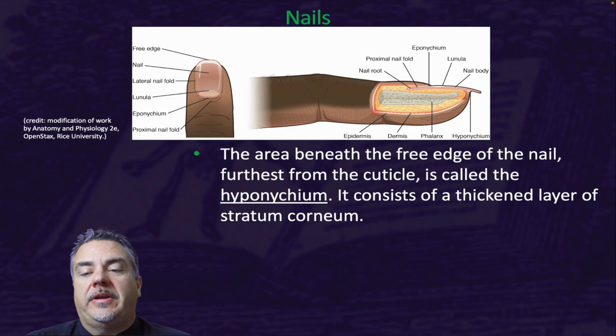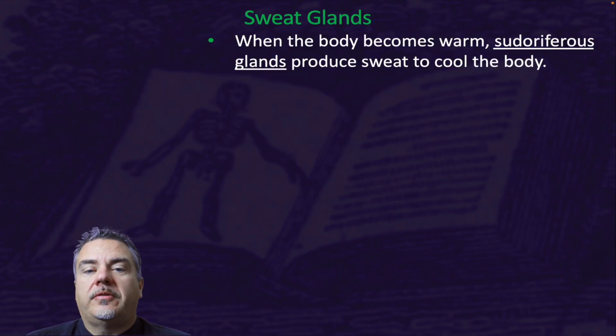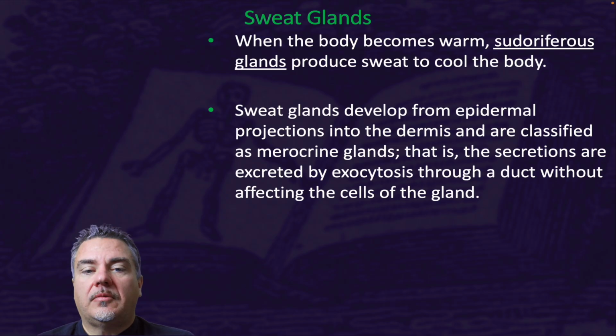The area beneath the free edge of the nail, furthest from the cuticle, is called the hyponychium. It consists of a thickened layer of stratum corneum. When the body becomes warm, sudoriferous glands produce sweat to cool the body. Sweat glands develop from epidermal projections into the dermis and are classified as merocrine glands. That is, the secretions are excreted by exocytosis through a duct without affecting the cells of the gland.